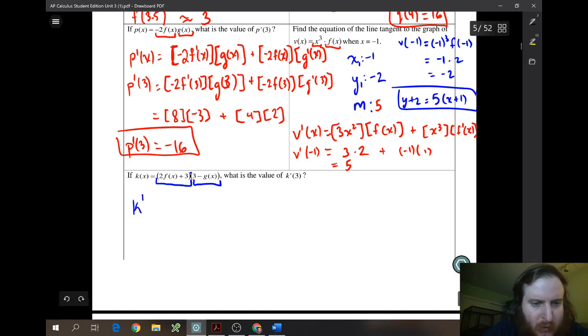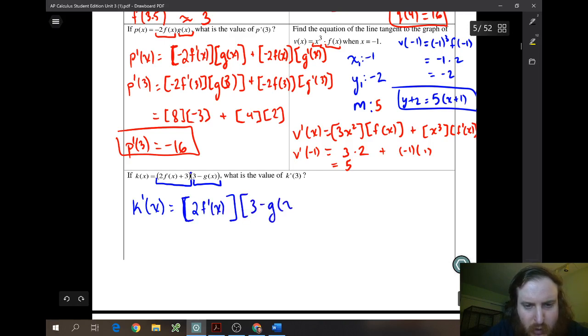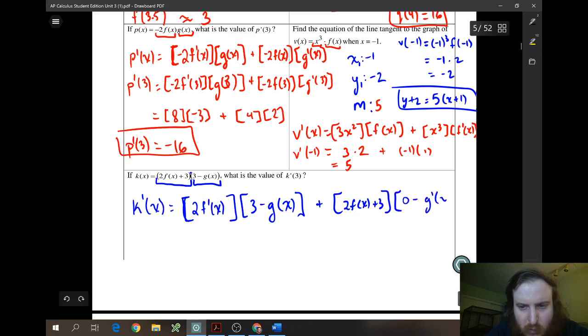So k prime of x will be equal to the derivative of the first one, which will be 2f prime of x. The plus 3's derivative is just going to go to 0. The derivative of the 3 goes away. Then times the original second one, 3 minus g of x. Then plus, now we're going to leave the first one alone. So 2f of x plus 3 stays alone. And the derivative of the second one, now be careful with that negative symbol. The 3 goes to 0, so it's like 0 minus g prime of x. Or a lot of you will probably just write negative g prime of x. You'll drop off the 0.